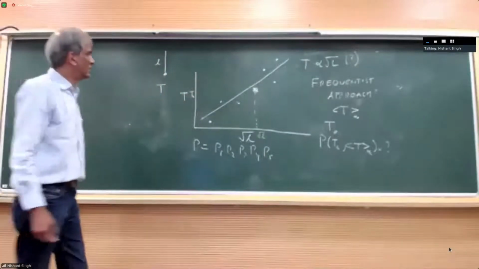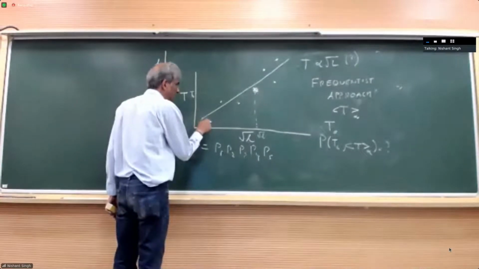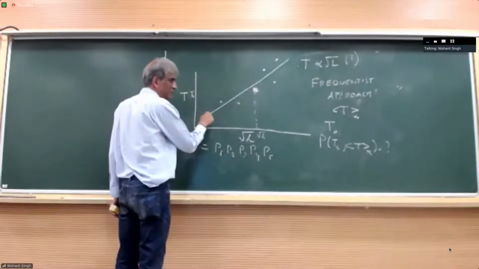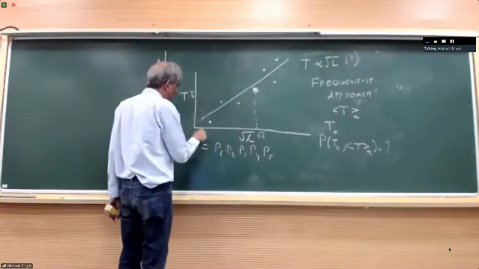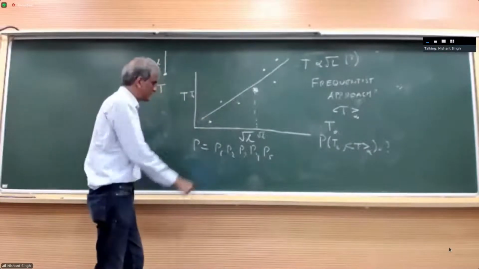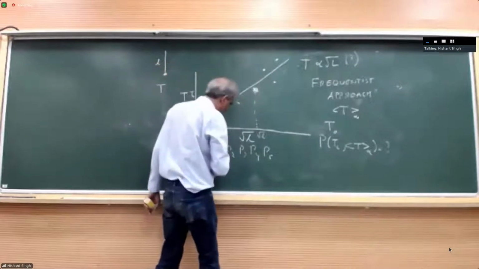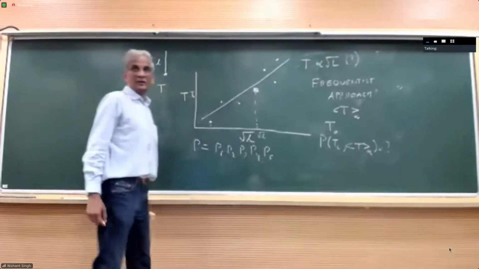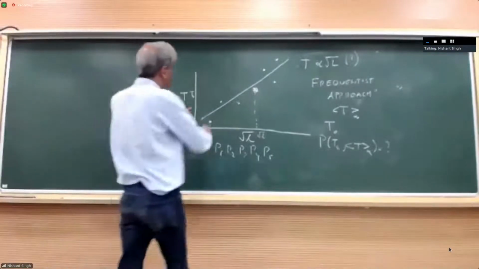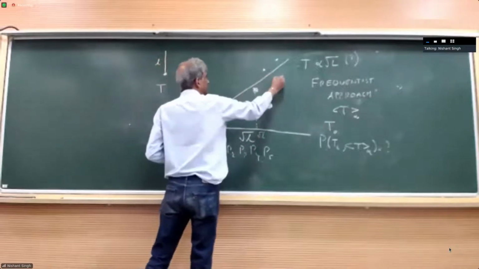Let me repeat. I have an observed measured T as T0 here. The true T is this value. I'm asking the question, what is the probability that I've got a measured value like this if the T was like this? That is P1 for this. When I do it for all of them and multiply the probabilities together, that tells me the probability that if this is the real true line, I do a measurement, I will get these points.